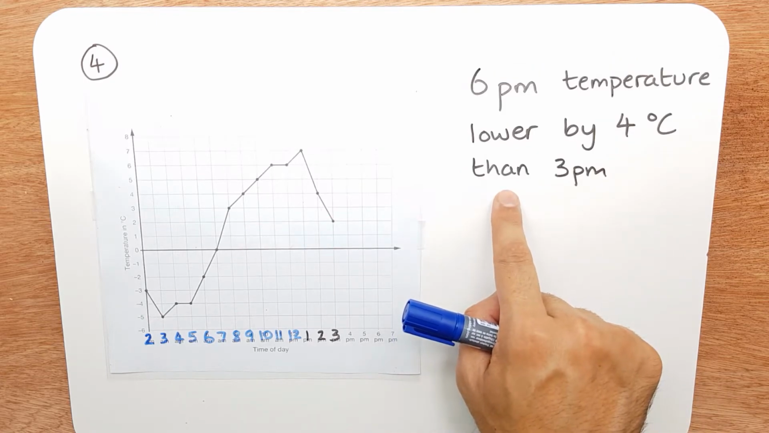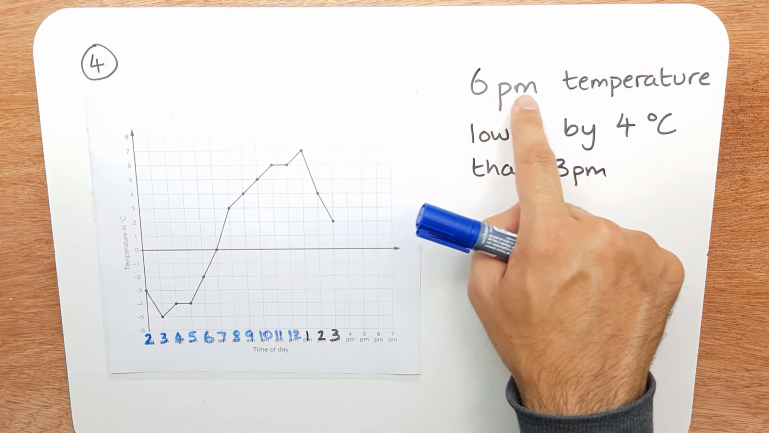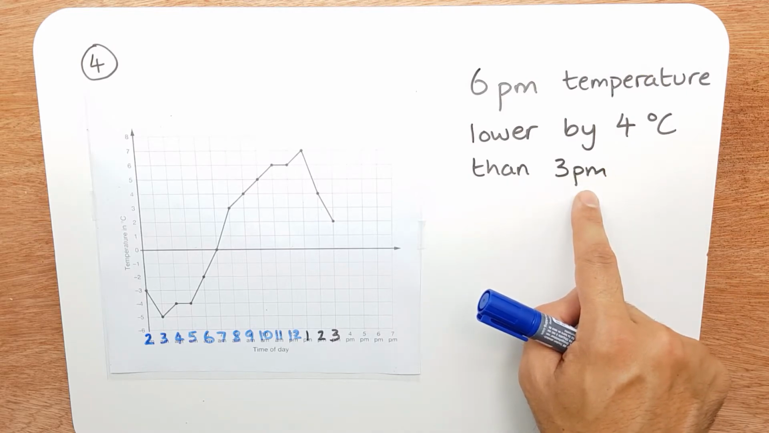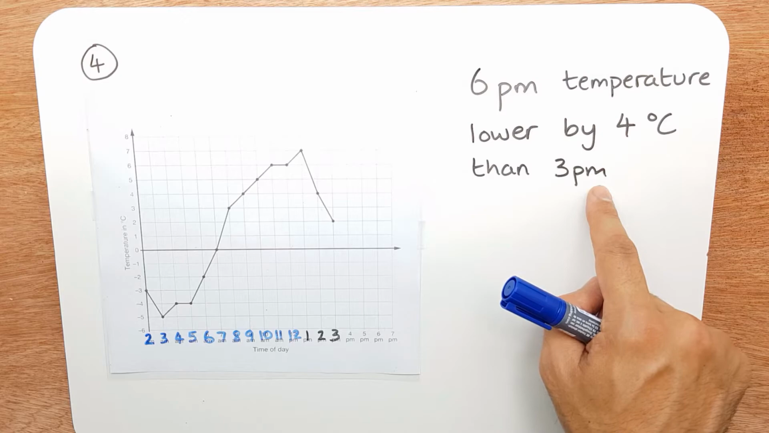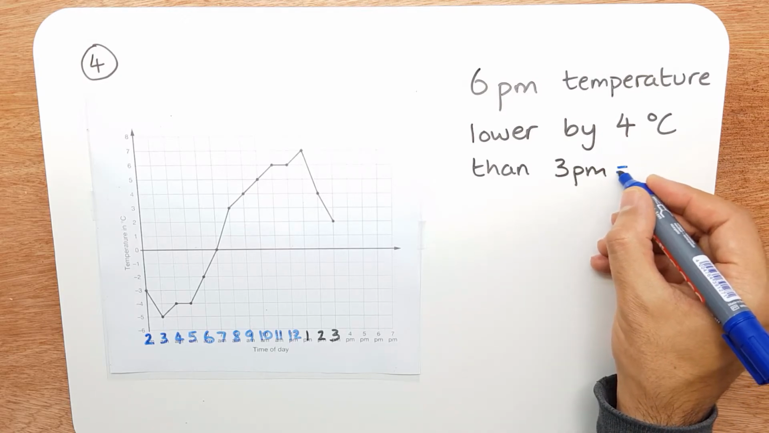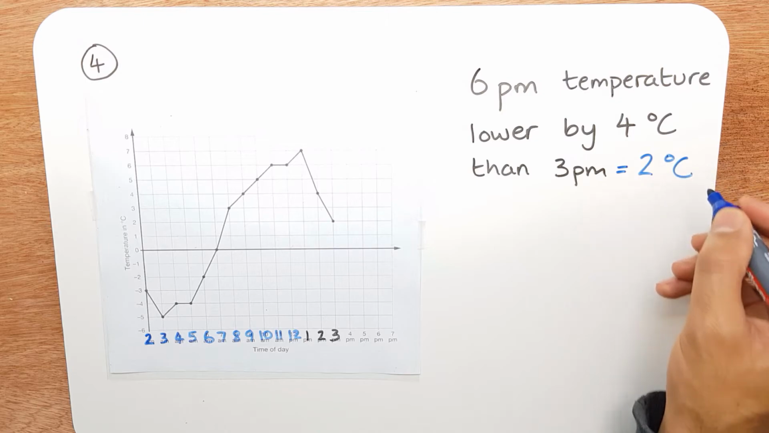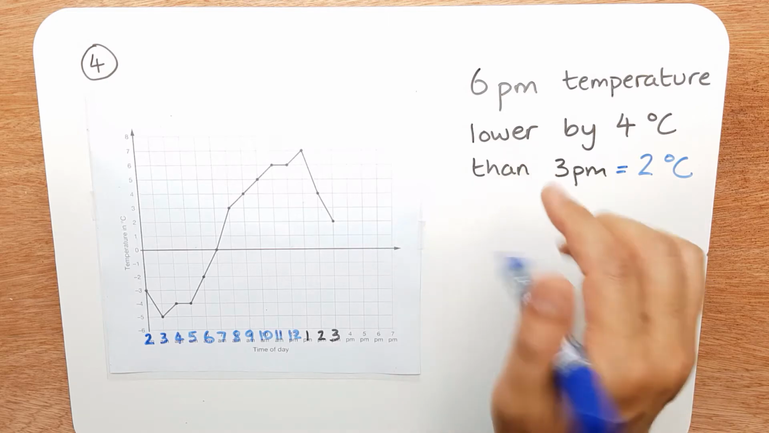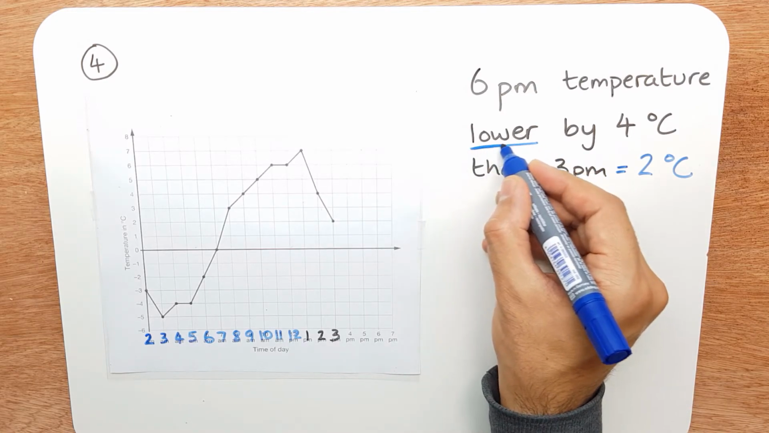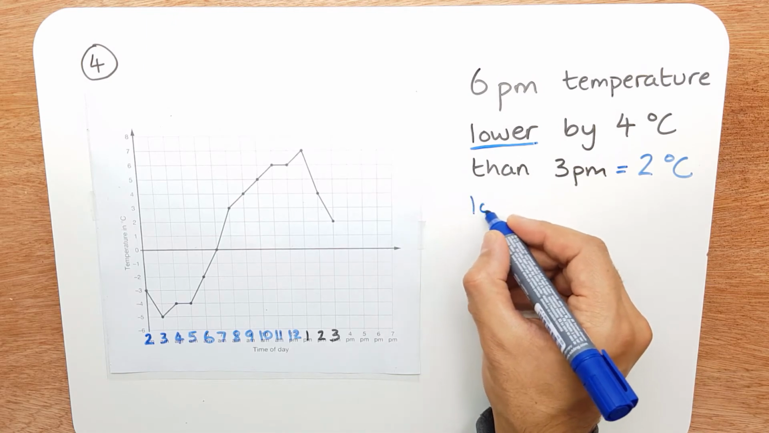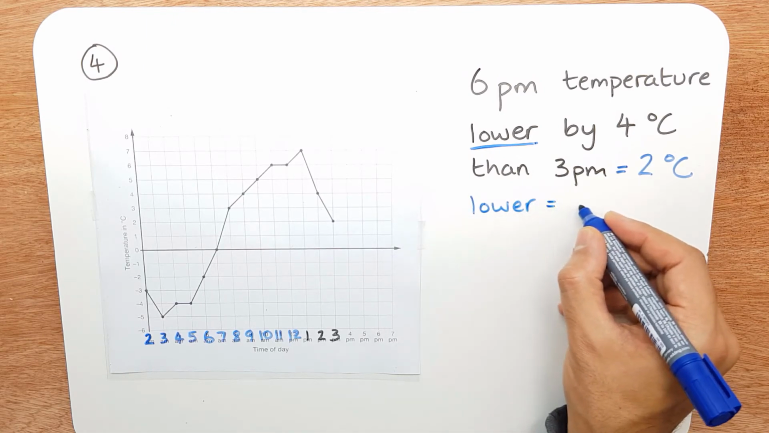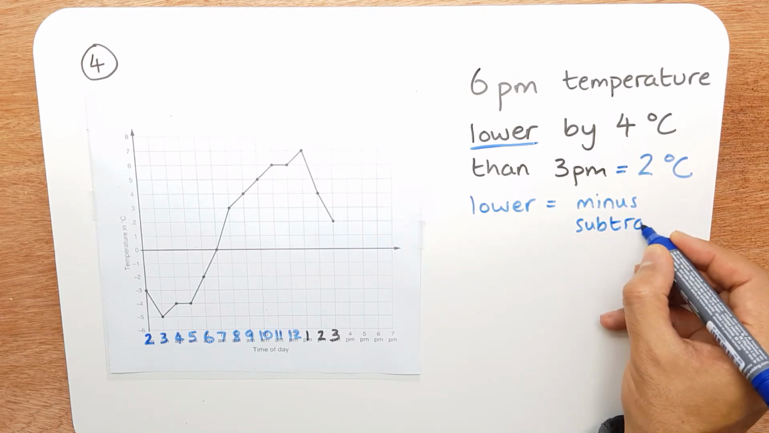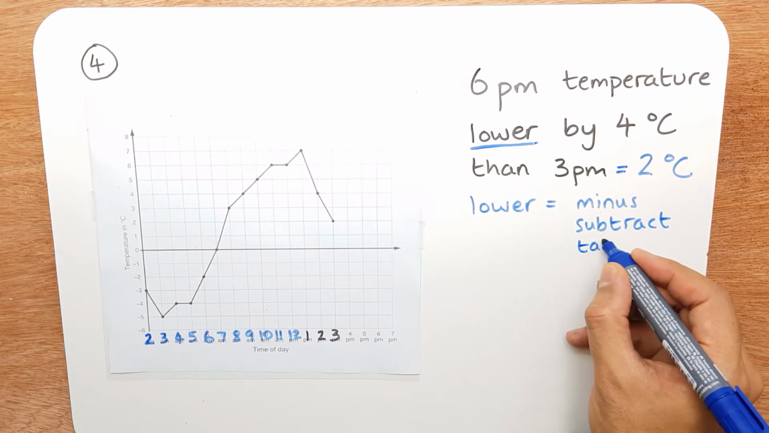So in the second part of the question, we're told at 6 p.m. the temperature was lower by 4 degrees Celsius than 3 p.m. So at 3 p.m. we know the temperature was 2 degrees Celsius. And as time went along, the temperature was lower. Now this here is the key. So lower in this case, we will have to do a minus, a subtract, or a take away.